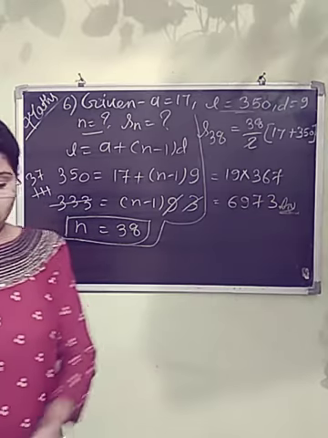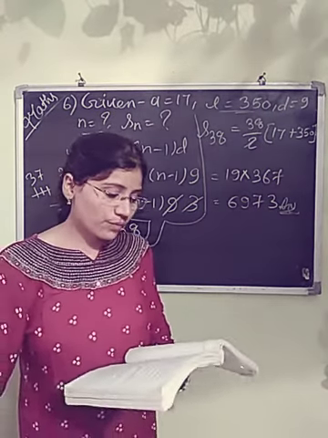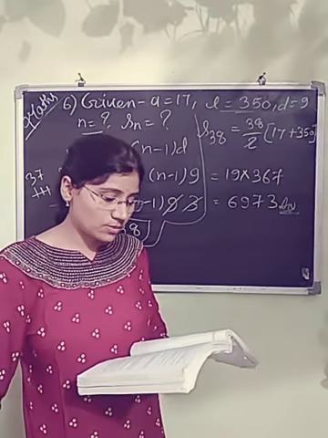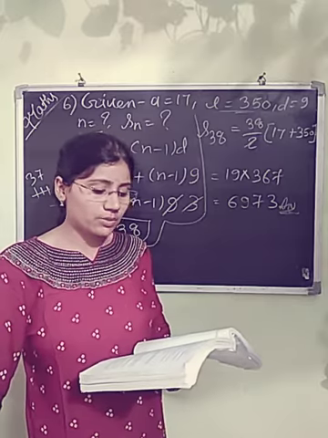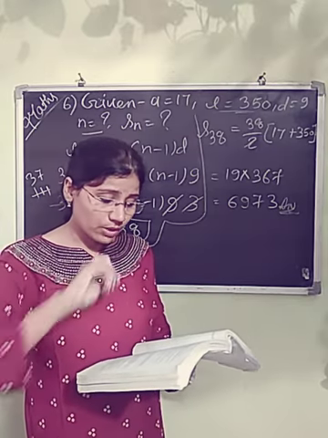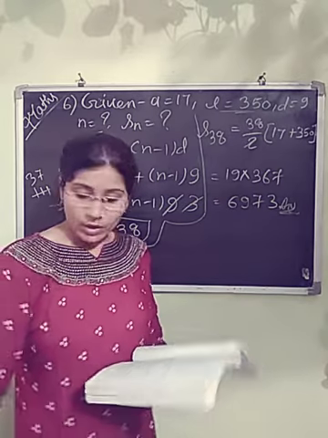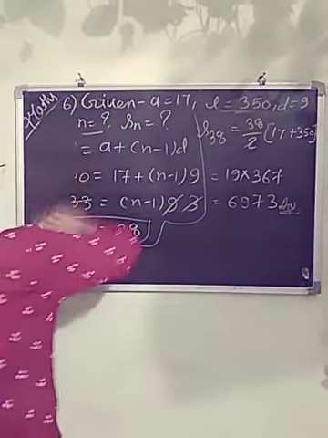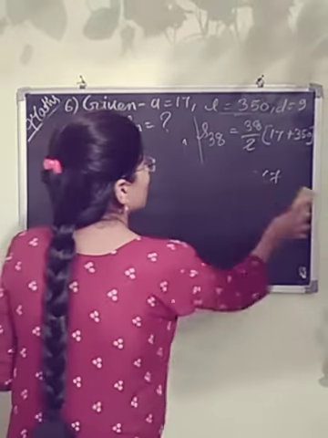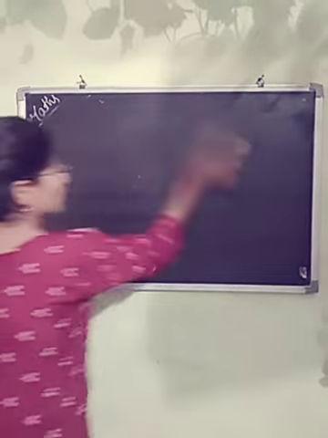Next is question number 7. Find the sum of first 22 terms of an AP in which common difference is given and 22nd term is given. Okay, this is the question which I am giving you in homework, but I am giving you the hint how you can do this question. It's not that much difficult to just solve this question.